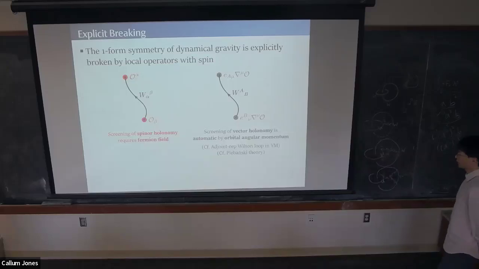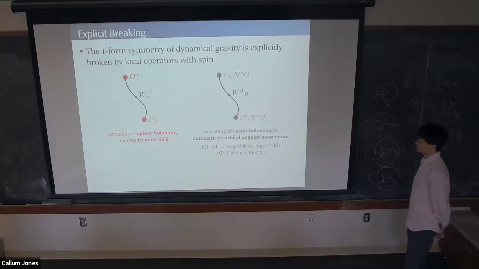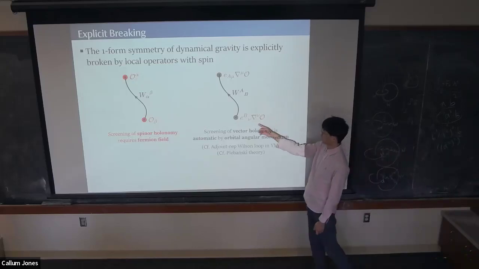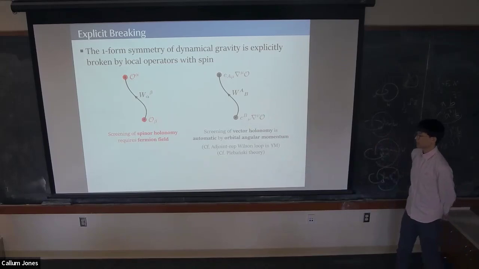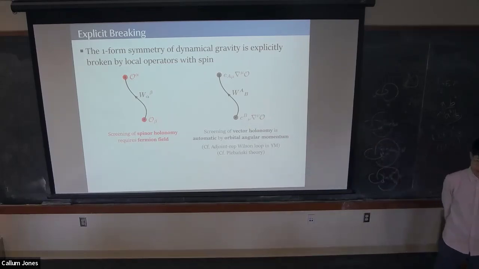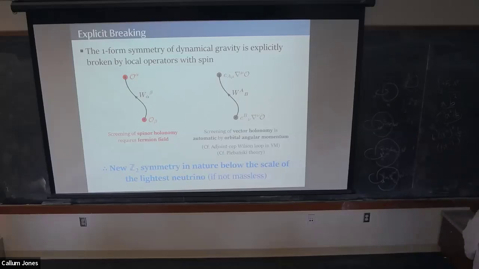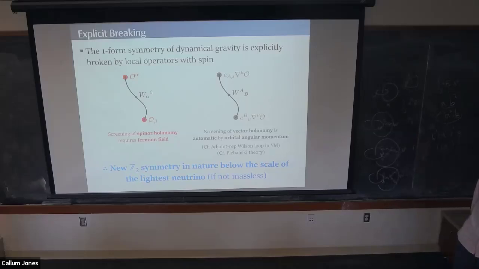And while the screening of the vector holonomy is automatic, it's self-screened by the presence of orbital angular momentum, like operators such as gradient of a scalar times the tetrad. This is analogous to the self-screening of the adjoint representation Wilson loop in Yang-Mills theory. And this discussion also shows that there exists a new Z2 symmetry in nature below the scale of the lightest neutrino.